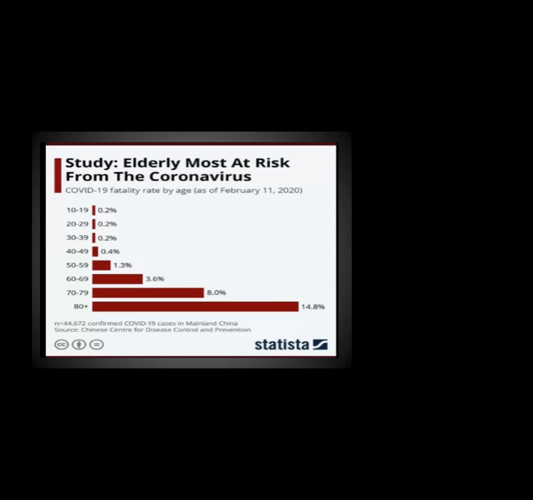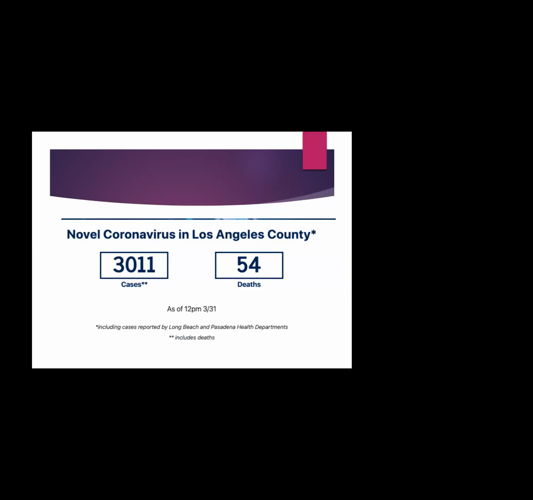Who's most at risk from dying? This is based on 44,672 confirmed cases from China. The risk of mortality for those 80 and above, you could see, is 15%. And it drops off pretty precipitously. For those 50 and younger, it's less than 1%. I'll come back to this in a second because this data has been explored in a number of ways, and we have a better idea of what that is.